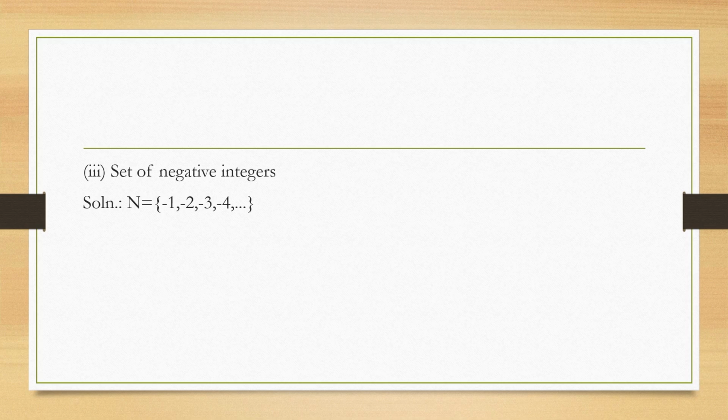Third, the set of negative integers. Now, how to write this in the listing method or roster method? N is equal to curly bracket open minus 1 comma minus 2 comma minus 3 comma minus 4. You can take any variable as I told you.